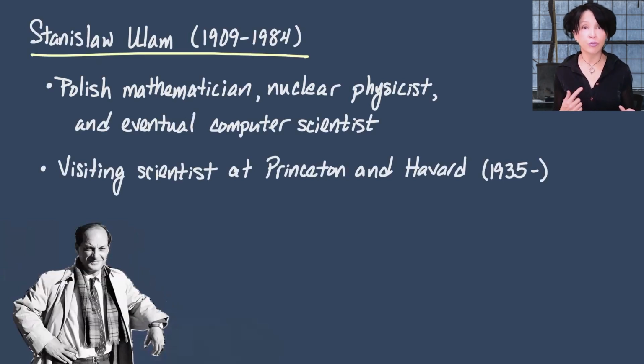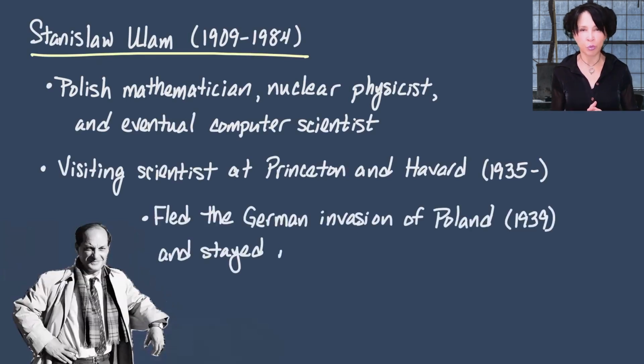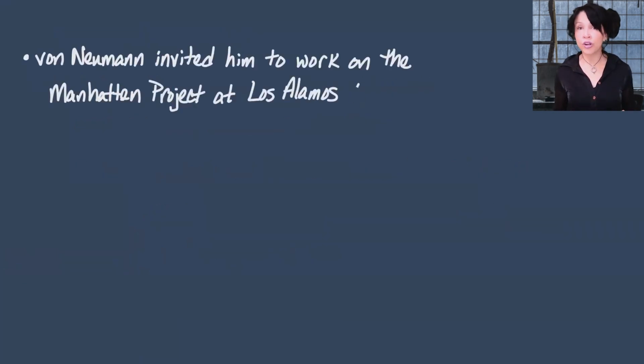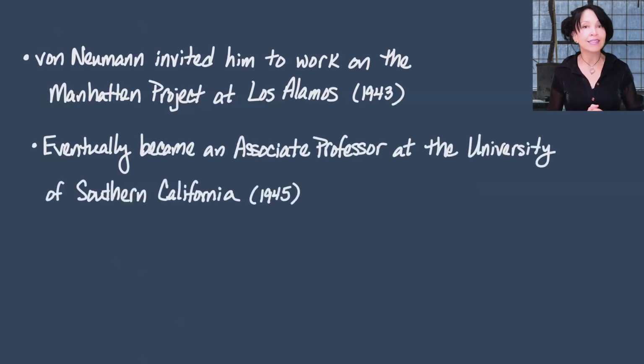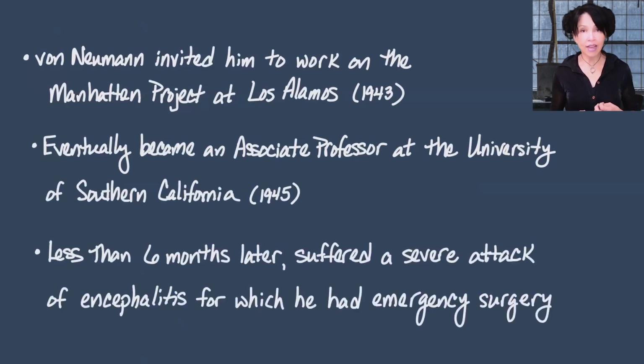He went back and forth for a long time between the United States and Poland, but eventually fled to the United States permanently to escape the German invasion of Poland. He was first invited by John von Neumann, who was eventually a good friend and colleague of Ulam's, and von Neumann invited Ulam to work on the Manhattan Project at Los Alamos Labs around 1943. In 1945, Ulam became an associate professor at the University of Southern California, and less than 6 months later he suffered an acute attack of encephalitis.